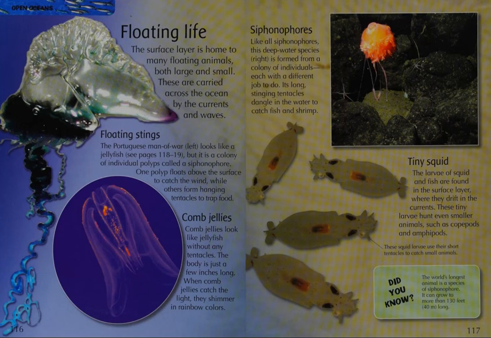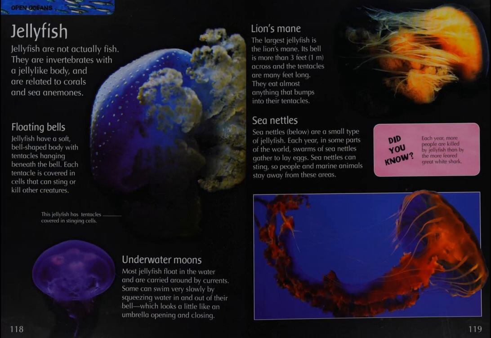Tiny squid. The larvae of squid and fish are found in the surface layer, where they drift in the currents. These tiny larvae hunt even smaller animals, such as copepods and amphipods. These squid larvae use their short tentacles to catch small animals. Jellyfish. Jellyfish are not actually fish. They are invertebrates with a jelly-like body, and are related to corals and sea anemones.